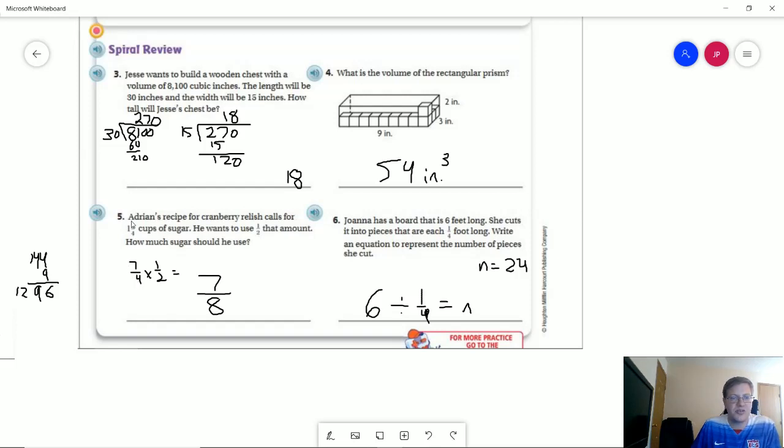So 7/4 would be changing this to an improper fraction. Multiplying that by 1/2 would give us the amount of sugar that we would use if we only use half that amount. And so that would give us 7/8.